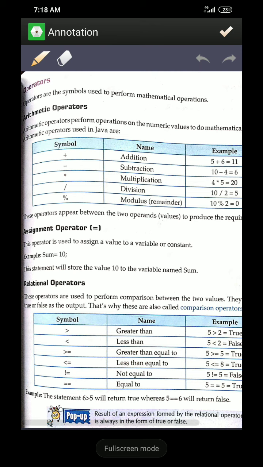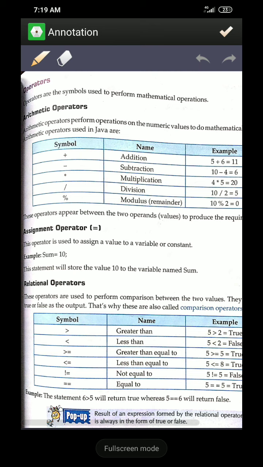Numeric constants or literals mean, suppose a is equal to 5, so 5 is a numeric one. If we write char a is equal to 'b' within single quotes, it is a character literal. There may be different types of literals, but in this video I am discussing arithmetic operators.